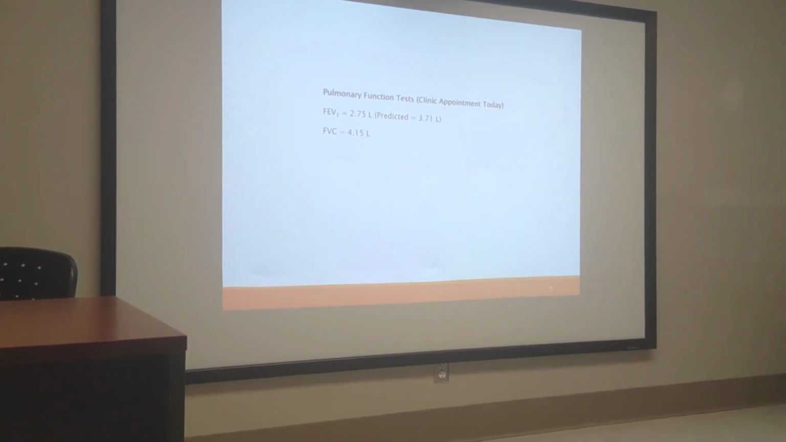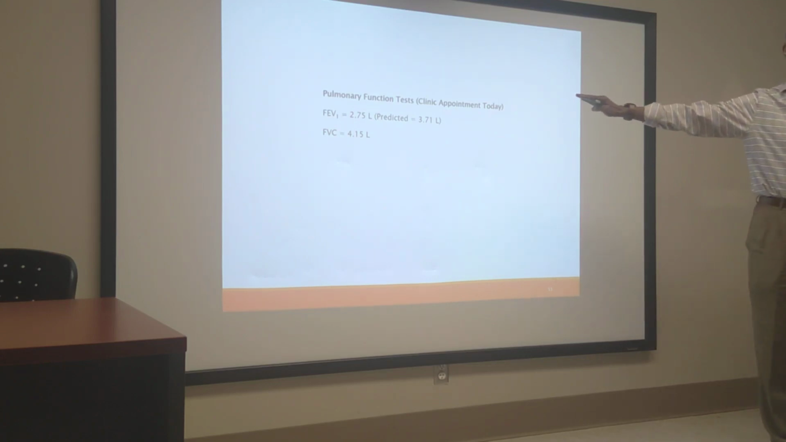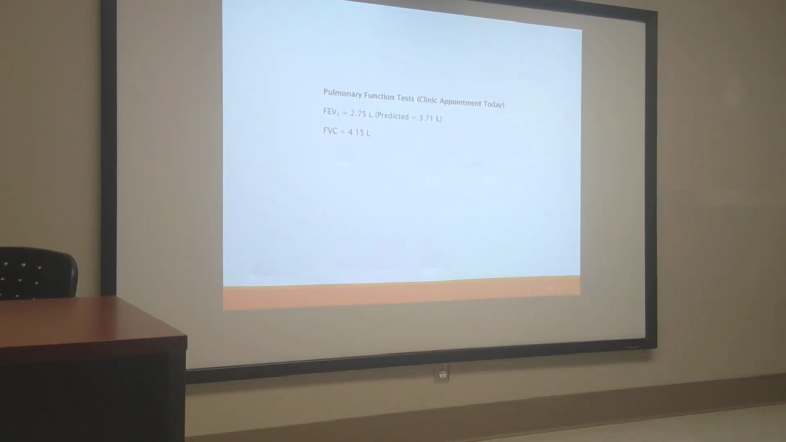Okay. So that's basically what I wanted to show you, how to make that determination. Can you go back again? So we use the predicted value. You divide the actual value, 2.75, by the predicted. So you use that to determine the severity. 0.74. So in this case, the patient has moderate. Do you always give the predicted FEV1 as well to determine the severity? Yes, both come together.